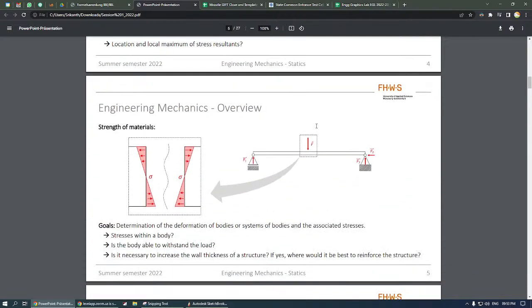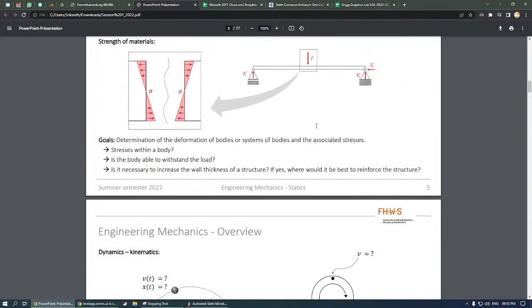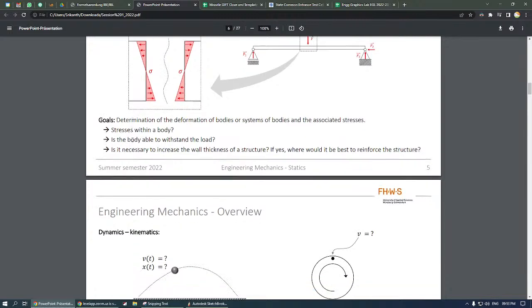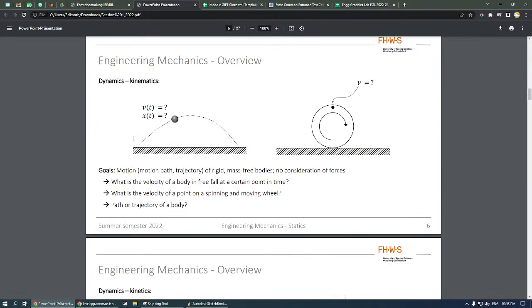Then strength of materials, you shown here, what is that? Shear stress, right? Shear stress will be acting like this. Right.